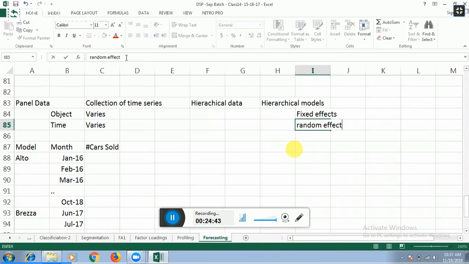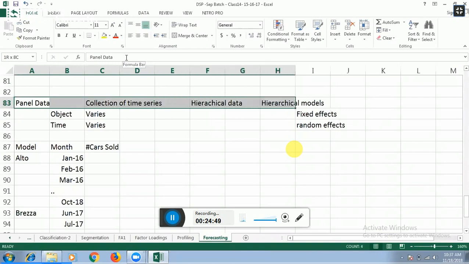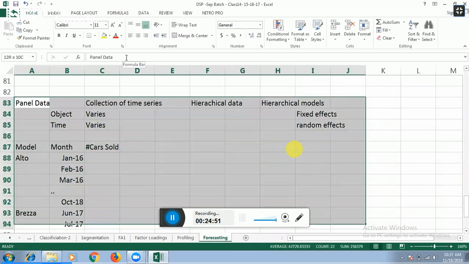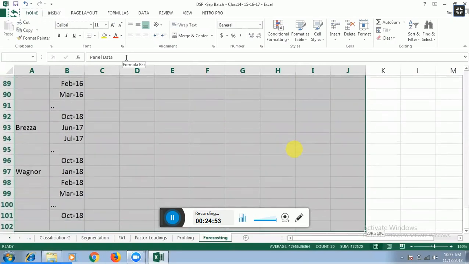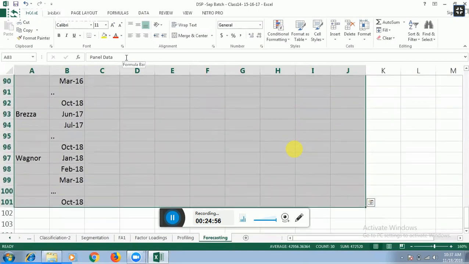So I'm not getting into that discussion because it is a completely different topic altogether. As part of our course curriculum, we are not dealing with this one. Just for your info, I'm giving you the information. What is panel data? If someone asks you, you should be able to understand what panel data means. It's nothing but time series data, but a collection of time series, so multiple time series.